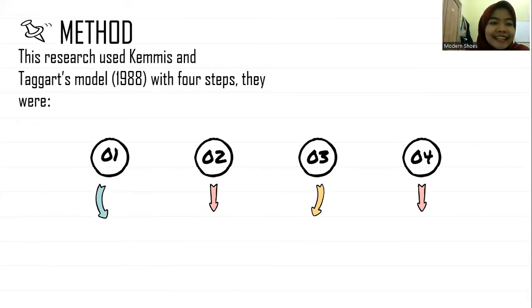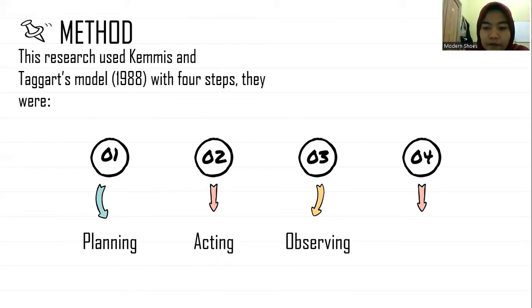Method. This research used Kemmis and McTaggart's model, 1988, with four steps. They were: 1. Planning, 2. Acting, 3. Observing, 4. Reflecting.